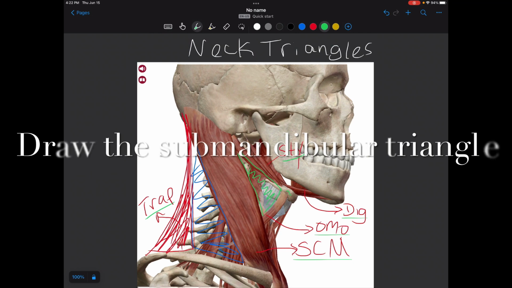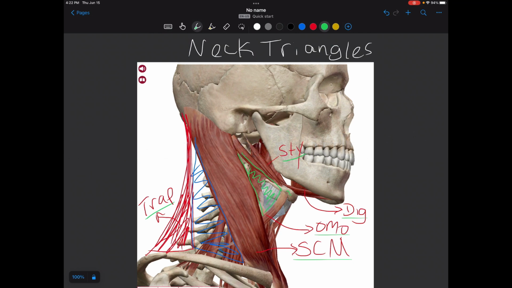Next, I'm going to make the submandibular triangle. Submandibular means it's inferior to the mandible. So if you look over here, you make a line along the edge of the mandible. Then you make another line along the edge of the anterior belly of the digastric muscle. And then another line on the edge of the stylohyoid. This right here is your submandibular triangle.